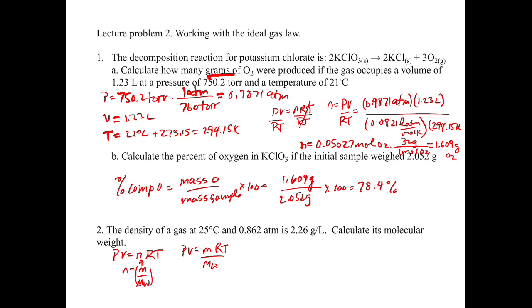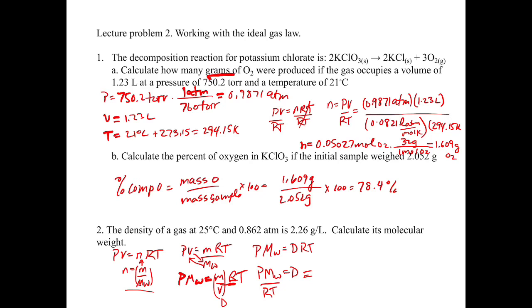Following this equation, in this particular instance, we can say that the density, which is 2.26 grams per liter, is going to equal the pressure, which in this case is 0.862 atmospheres, times the molecular weight, which is what we're interested in, divided by R, which is 0.0821 liters atmospheres per mole Kelvin, times the temperature, which is 25 degrees Celsius plus 273.15. Again, we have to convert the 25 degrees Celsius to Kelvin, so we add 273.15.